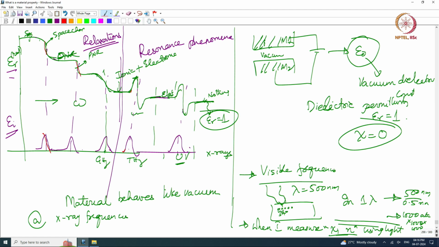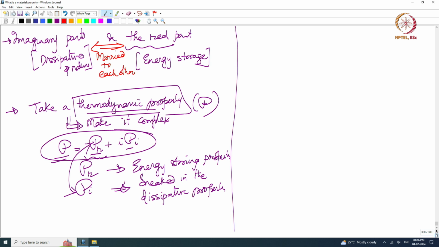So something is happening in the frequency spectrum, and the real part and imaginary part seem to know each other. We will actually see what this marriage is, and how the real part knows about the imaginary part and the imaginary part knows about the real part, in the next class.